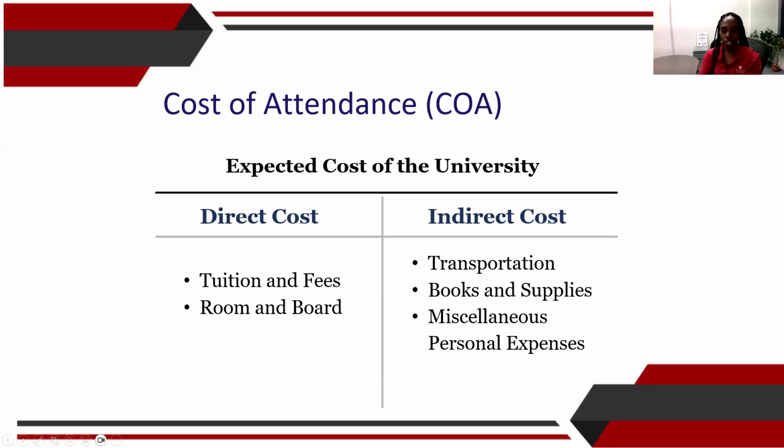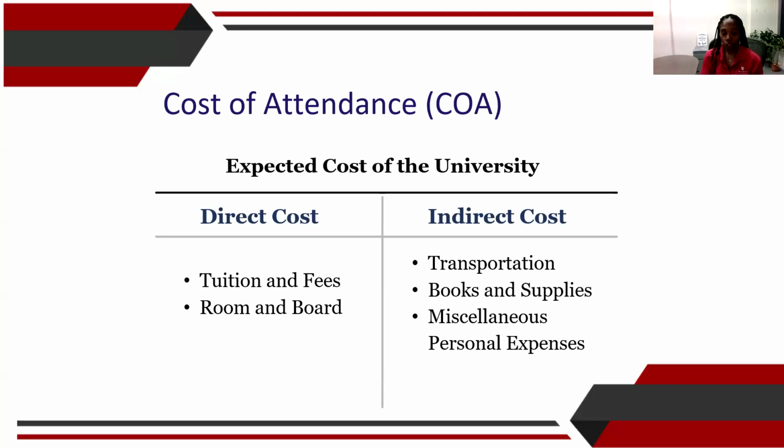So as far as the cost of attendance goes, we really like to make sure that we're letting students and parents know that there are two categories, basically. You have your direct costs and you have your indirect costs. The direct costs are those typically charged directly to the student, so you're going to see that on the student's bill. That's going to be your tuition, your fees, and if you happen to be living on campus, your room and your meal plan are going to be on the bill.